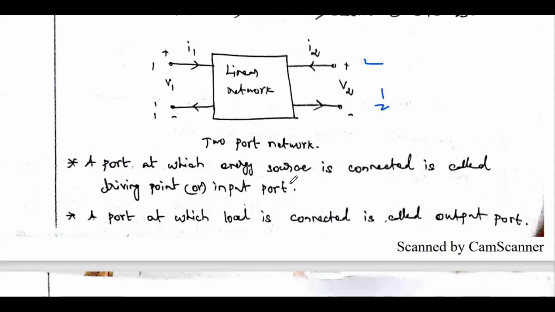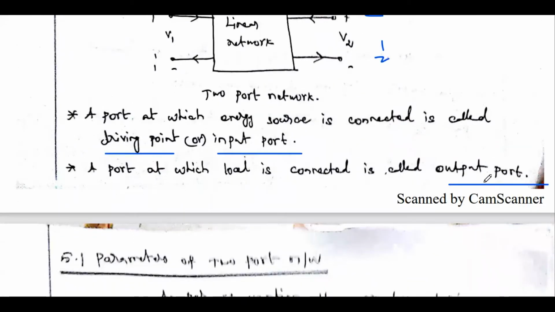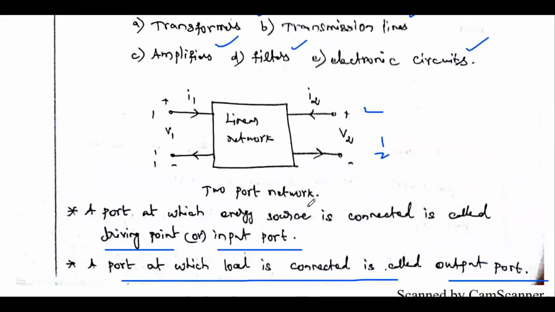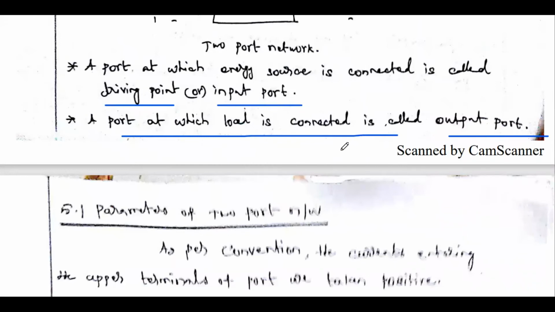There may also be definitions. In a 2-mark question, they will ask what is meant by input port and output port. So what is an input port? A port at which the energy source is connected is called an input port. The other name for the input port is driving point. Similarly, what is an output port? A port at which a load is connected. Where we have to connect the load, that particular port is called an output port.